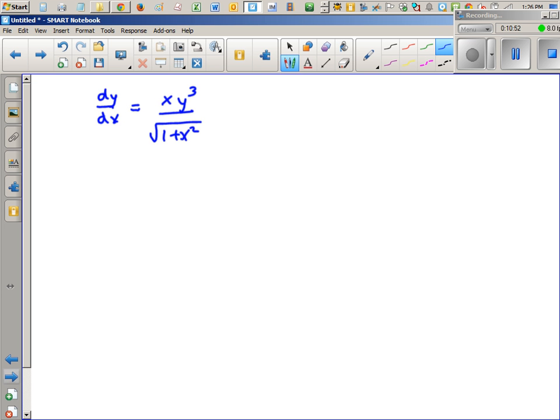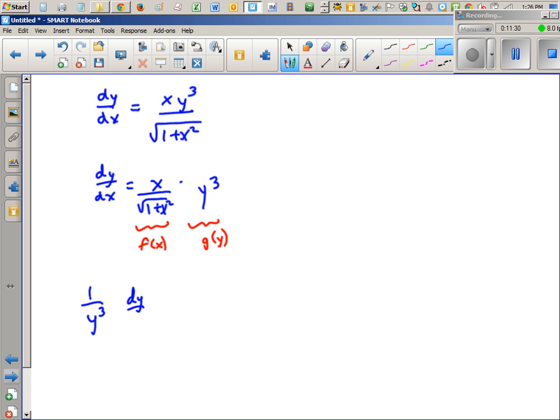Okay, so the first thing I want to do is decide whether or not it's separable. This one's actually pretty obviously separable. You could write this as x over square root of 1 plus x squared times y cubed. Here's your f of x. Here's your g of y. Yes, it's separable. Okay, then what I do is I divide both sides by g of y. Like that.